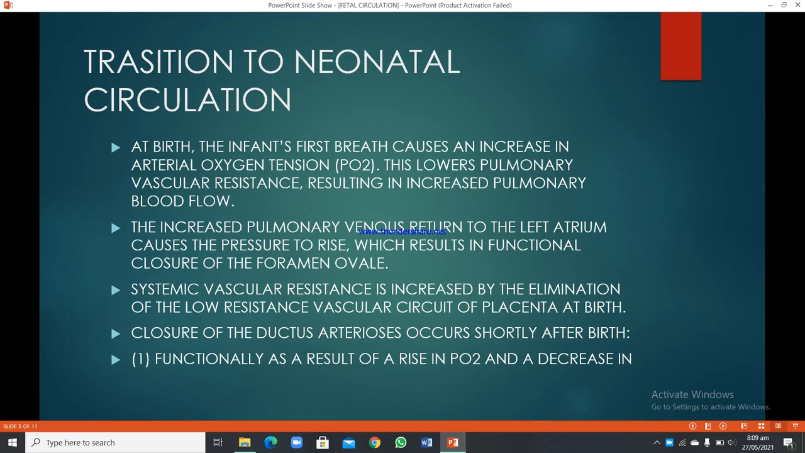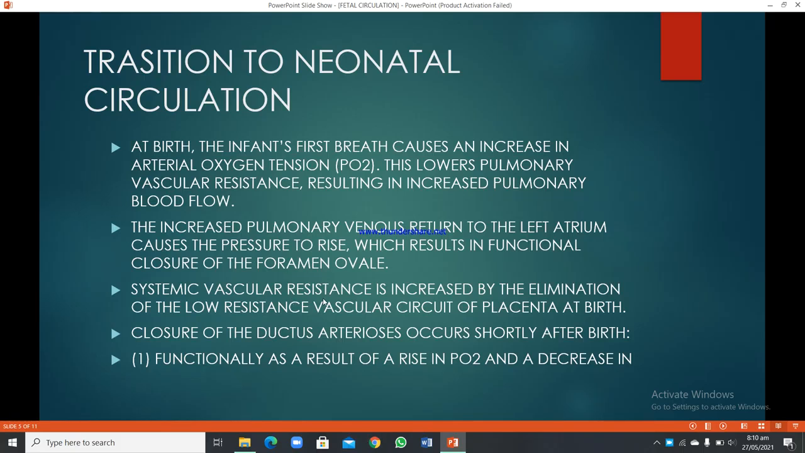What transitional steps occur? That is the transition to the neonatal circulation. At birth, the infant's first breath causes an increase in arterial oxygen tension, PO2. This lowers the pulmonary vascular resistance, resulting in increased pulmonary blood flow. The increased pulmonary venous return to the left atrium causes the pressure to rise, which results in functional closure of the foramen ovale.